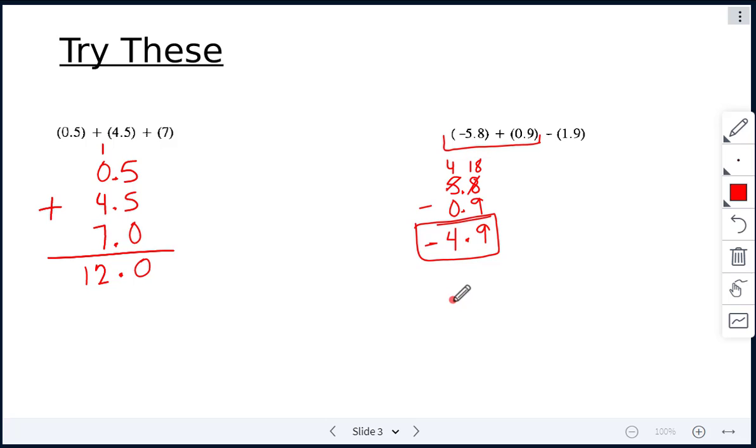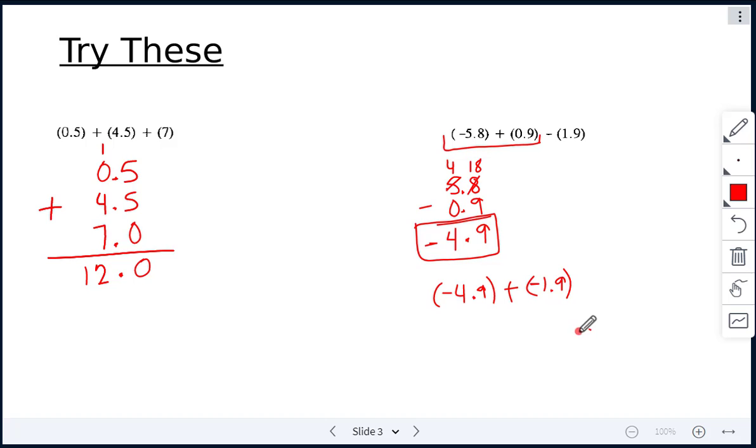So next step now is we have negative 4.9, and it's minus the 1.9. So minus 1.9, like that. All right, so if we remember our rules, anytime we're subtracting, you're going to add the opposite. All right, so I'm just going to show you that. We're going to add the opposite.